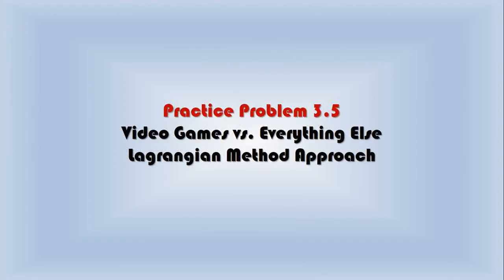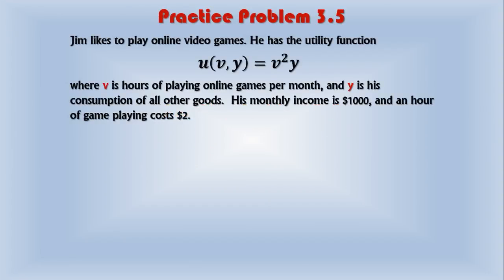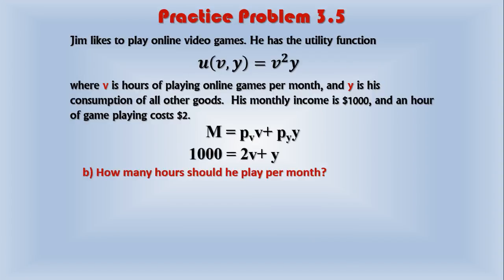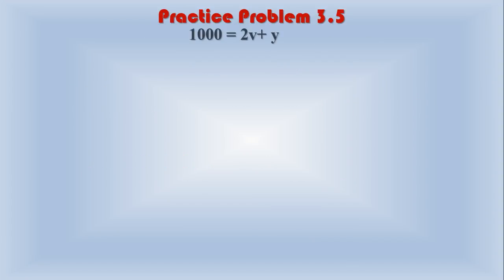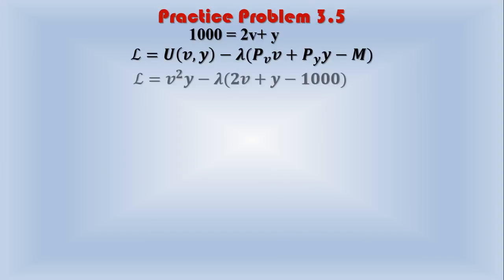Let's just use this method for that last problem I did, video games versus everything else. Again, monthly income is 1,000. Everything's the same as the problem was. That's our budget constraint. How many hours should he play per month? Let's set up the Lagrangian. Utility function is equal to v squared y minus lambda times the budget constraint. So the value of everything you can buy minus your money, that's there.